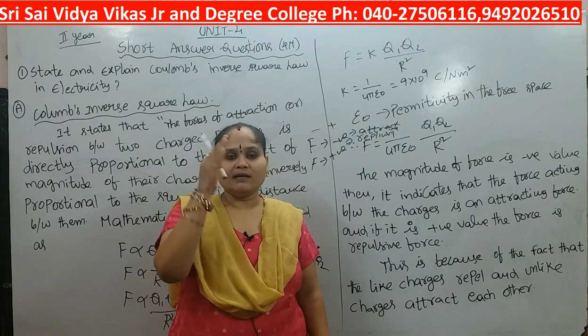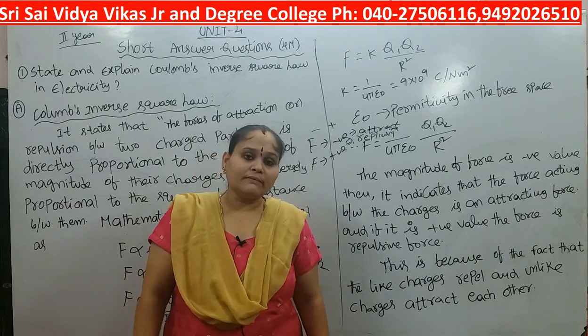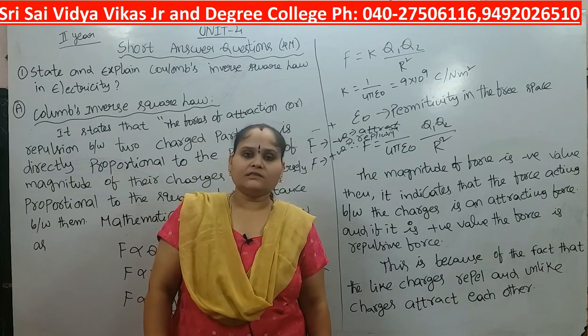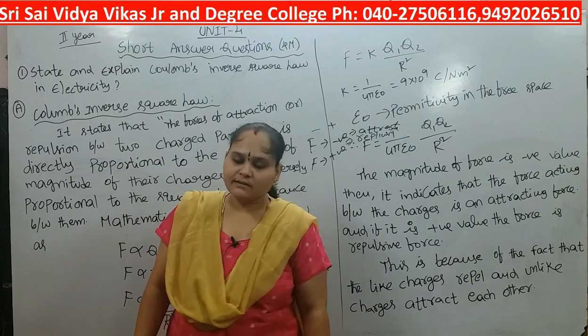Coulomb's inverse square law, what should come to mind is F equals 1 by 4 pi epsilon naught Q1 Q2 by R square. And next we will discuss the next question.